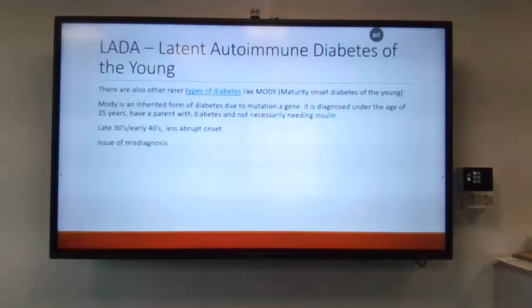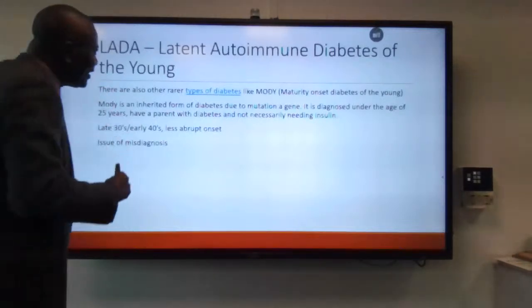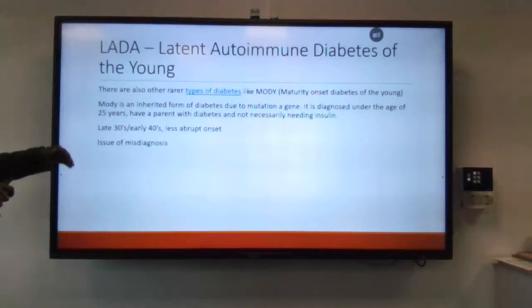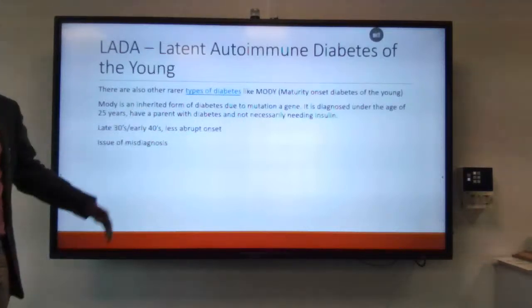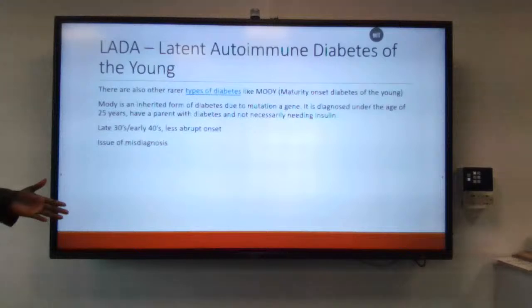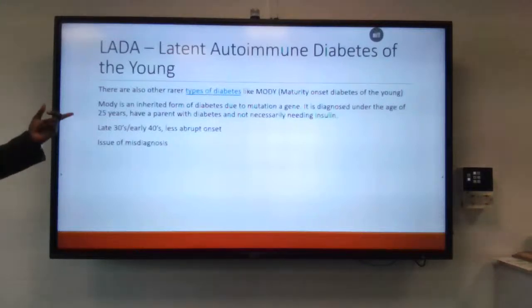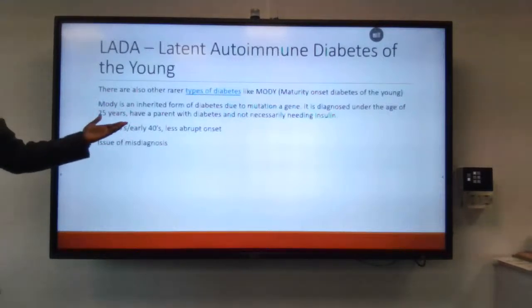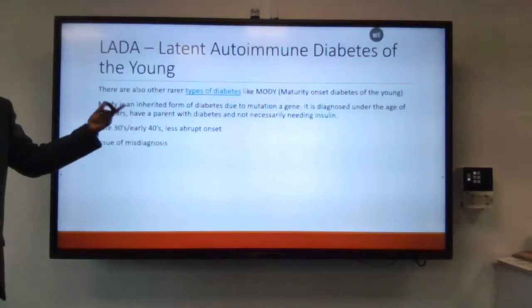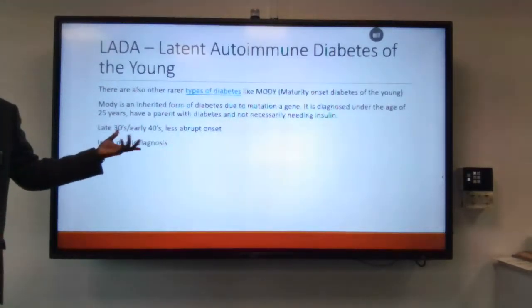Now, we've said there are different types of diabetes. Another example is latent autoimmune diabetes of the young. This is another type of diabetes that is being picked up, but it happens in the late 30s to 40s. Quite a lot of the time they don't need insulin. They are referred to as latent autoimmune diabetes of the young. We can't control this either, because it is due to mutation, a genetic accident. So again, it is something random that can happen, but instead of happening very early, this comes a bit later.